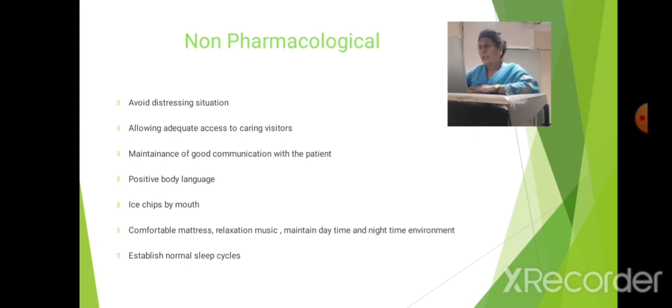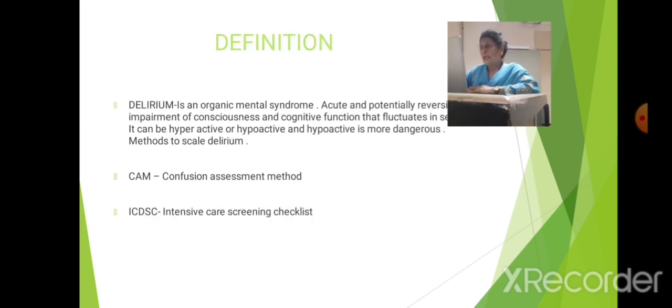Definition. Now, who needs this? Delirium is an organic mental syndrome, an acute and potentially reversible impairment of consciousness and cognitive functions that fluctuates in severity. It can be hyperactive or hypoactive, and hypoactive is more dangerous as compared to hyperactive. Methods to scale delirium: CAM, Confusion Assessment Method, and ICDSC, Intensive Care Delirium Screening Checklist.